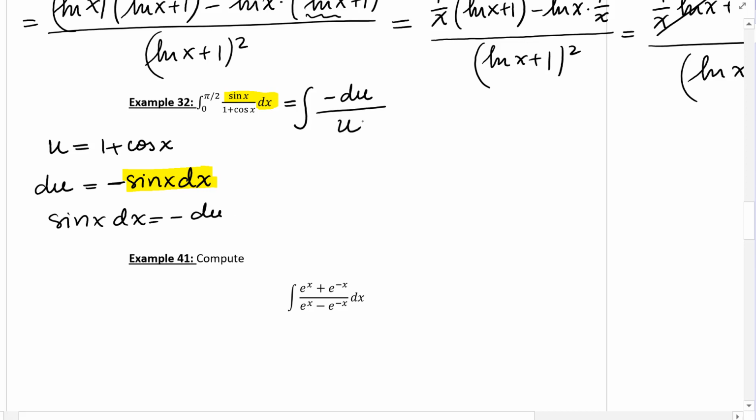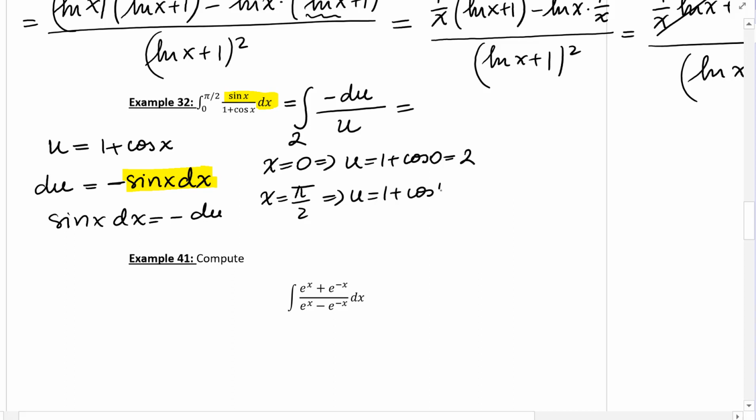Well, I could change the integration interval. I could say if x equals 0, then u is going to be 1 plus cosine of 0, so u is going to be 2. So the new limit of integration is 2. If x equals pi over 2, u is 1 plus cosine of pi over 2. Now cosine of pi over 2 is 0, so 1. So now the integral is from 2 to 1 of negative du over u.